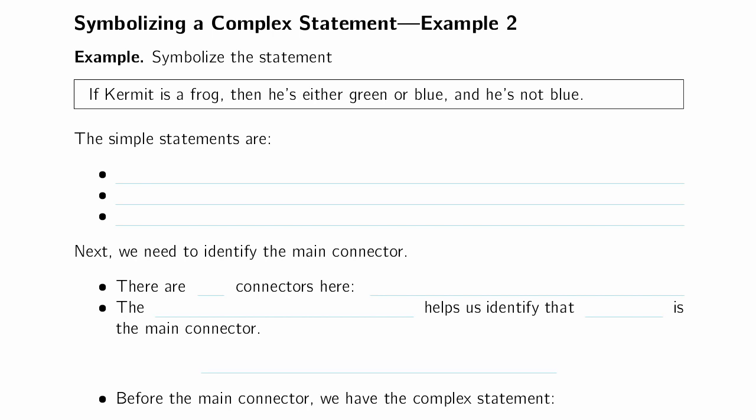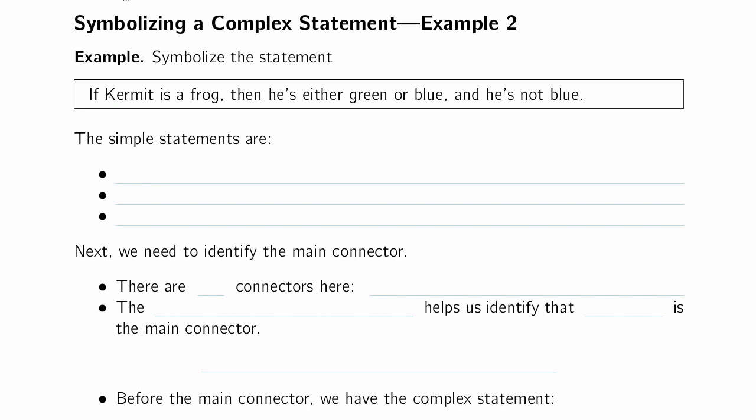This is another example of symbolizing a complex statement. In this statement, we're going to have more connectors. Remember, whenever we set out to symbolize a complex statement, we start out by identifying the simple statements. Here we have the complex statement: if Kermit is a frog, then he's either green or blue, and he's not blue.